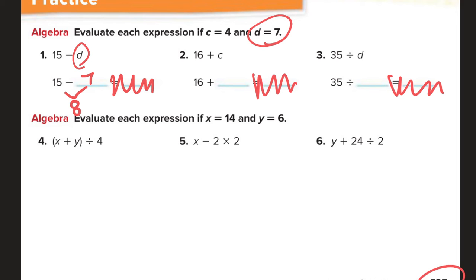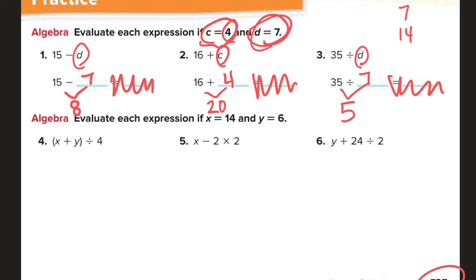Okay. C is 4. C is equal to 4. 16 plus 4 is 20. D is equal to 7. Replace this D with a 7. 35 divided by 7 is 5. Right, I could put my multiples: 7, 14, 21, 28, 35, 5 sevens.